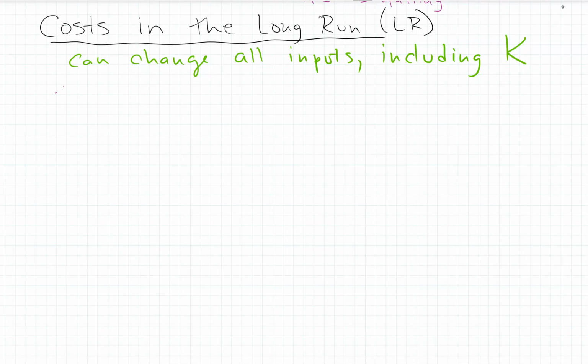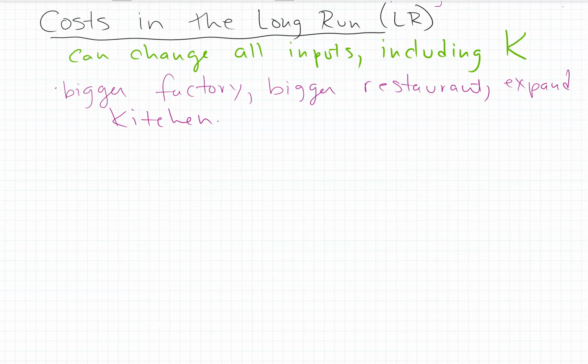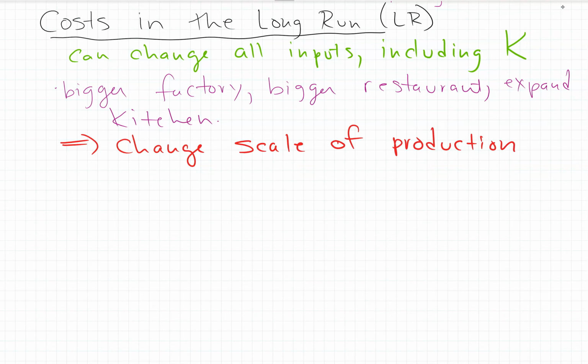So what do I mean by everything? Well, you could make your factory bigger. You could expand your factory. You could add a second factory. You could make your restaurant bigger, expand the kitchen. So you're changing big things that you can't change overnight, but in the long run, you can change them. One way to define that idea is that you can change the scale of your production. Before, we were choosing which quantity, but the overall scale, the size of our business, was fixed. Now we're allowing that to be changed.